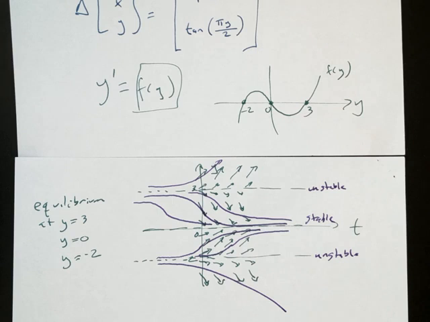And by the way, you don't actually have to put a lot of arrows on here. You could literally put one arrow in each section.